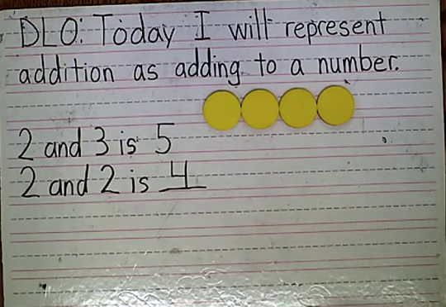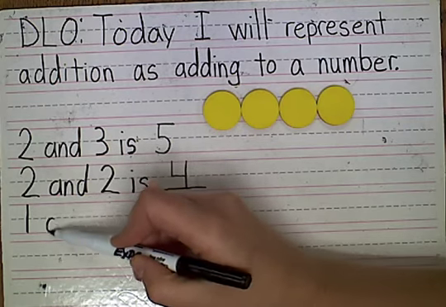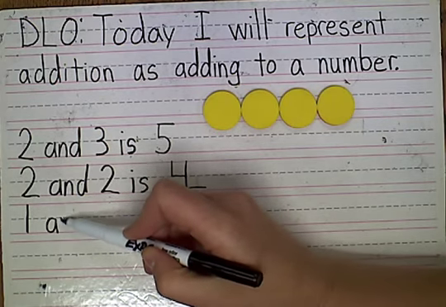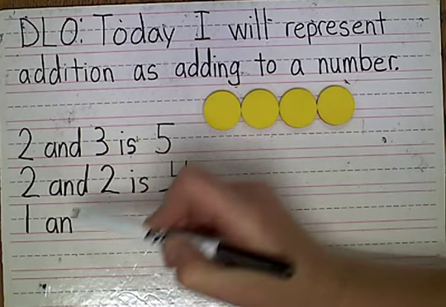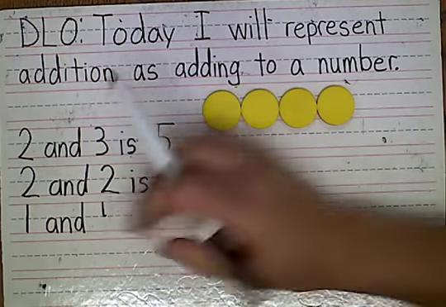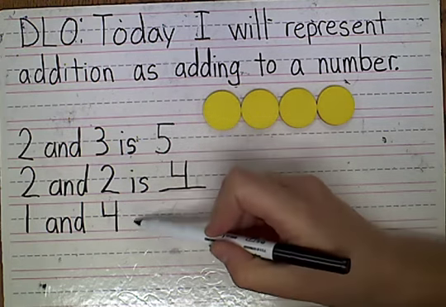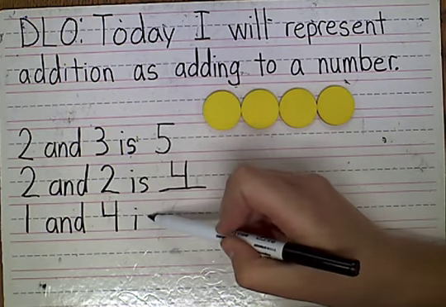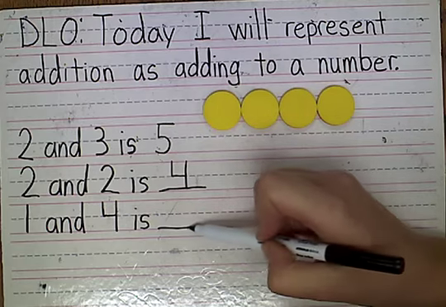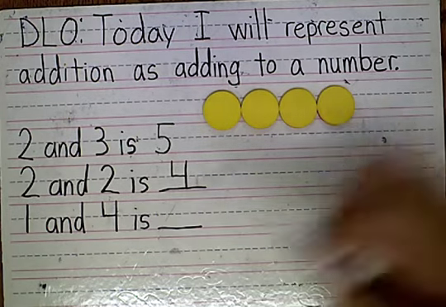Let's do another one. 1 and 4. I like to sing the song so that you can learn them. 1 and 4. Down, over, whoa, that was a crazy over. It's hard to write sideways. Down, over, down some more. That's the way you make a 4. Is blank. We need to add them together and find the number of our sum.